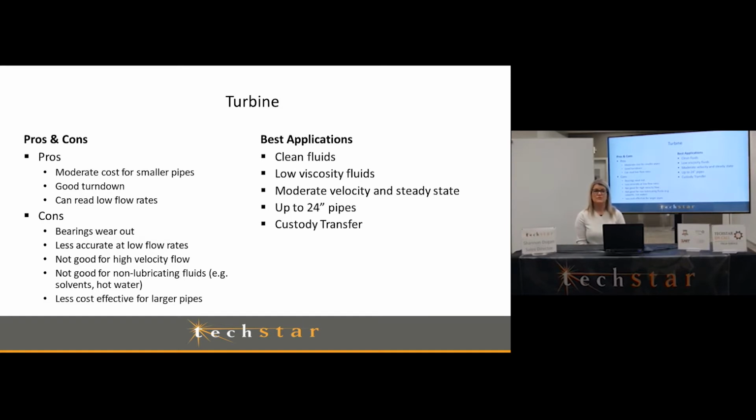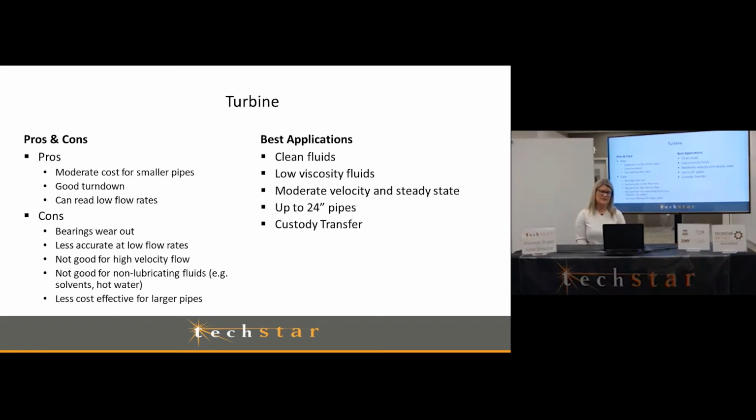There is a low flow cutoff for these meters, and so when they are sized for your particular application, it is important to understand what the minimum and maximum flow rates are so that you are able to get the widest range possible out of your flow meter.